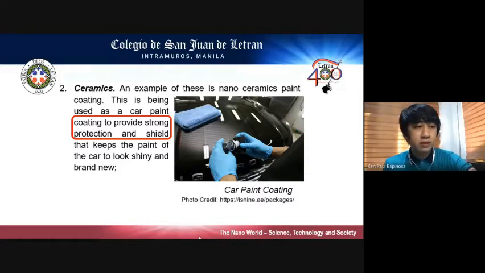Kasi sobrang liit, 'di ba? So, sobrang liit ng chemical niya. Pinoprotektahan na niya yung coating ng car. Hindi yan basta-basta dudumi. Hindi yan basta-basta mawawala yung pagka-shiny niya because of that chemical in a nanoscale that protects the car.